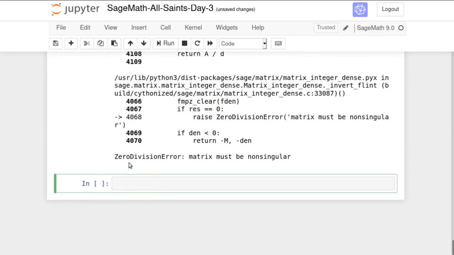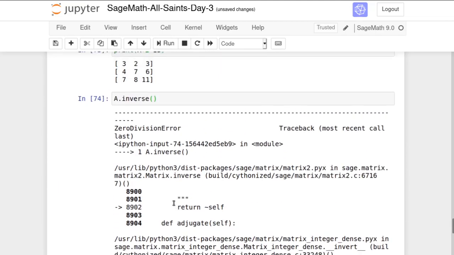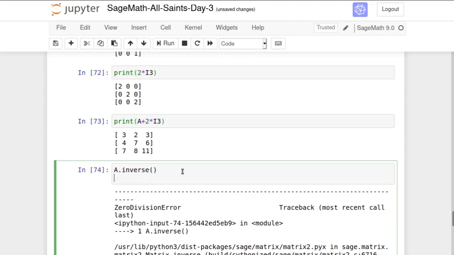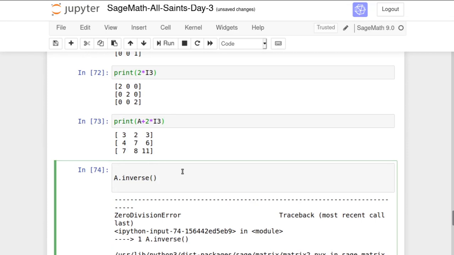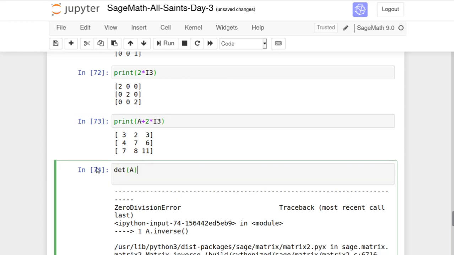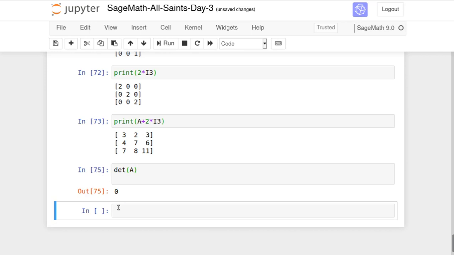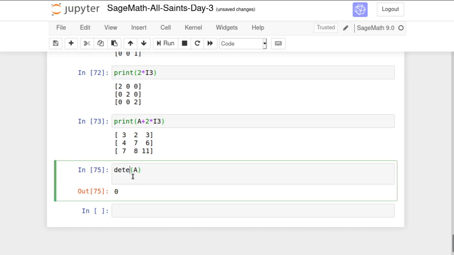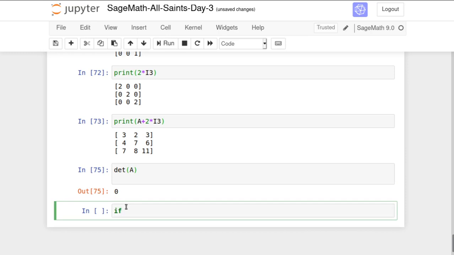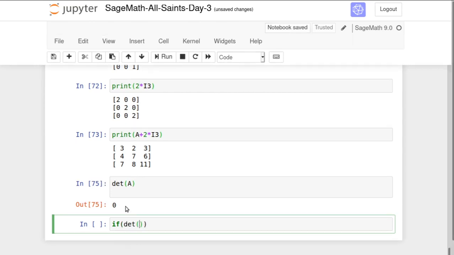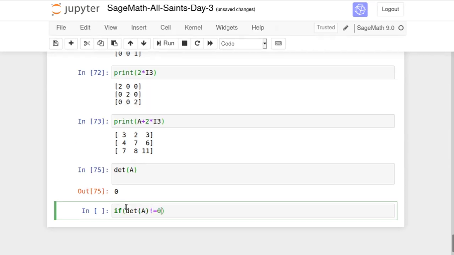If you try, we get a zero division error, because the matrix must be non-singular. Therefore, before trying to invert a matrix, we need to check if it's invertible or not. Before that, let us see the determinant of A, det of A. You get it to be equal to 0. So our determinant is just det. There is no long command for that, just det. So we will decide if the determinant is non-zero, if det of A not equal to 0.